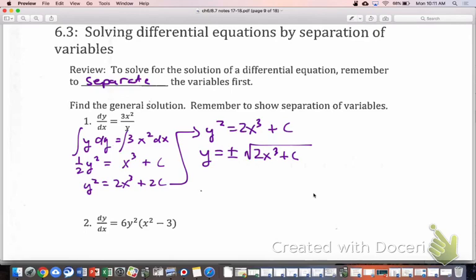Okay. Any questions? Okay, so let's do our one last one here, number 2. dy dx equals 6y squared, parentheses, x squared minus 3. Want to give you guys maybe just a minute here to see if you can separate the variables. I'm going to try to show you what, in my opinion, is the most effective way to separate the variables, because I think there's a couple ways you could do it, and we'll proceed from there. So take a minute, try to just separate the variables only for number 2.